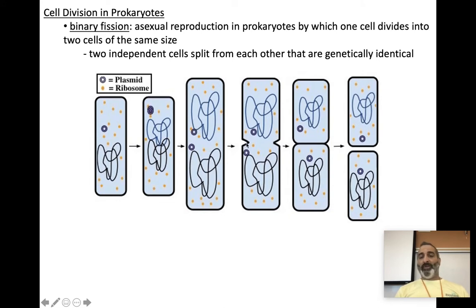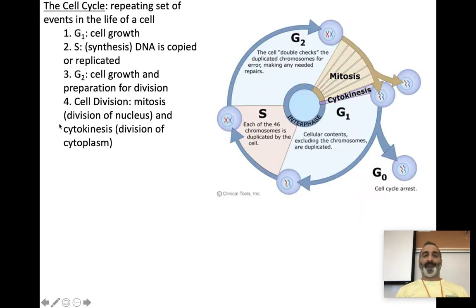Eventually, it starts pinching in. This is the beginning of what will be a cell wall in this prokaryote, and it eventually pinches off completely. This is binary fission. These two cells are genetically identical to the parent cell. So this is asexual reproduction specifically in prokaryotes, or bacteria.